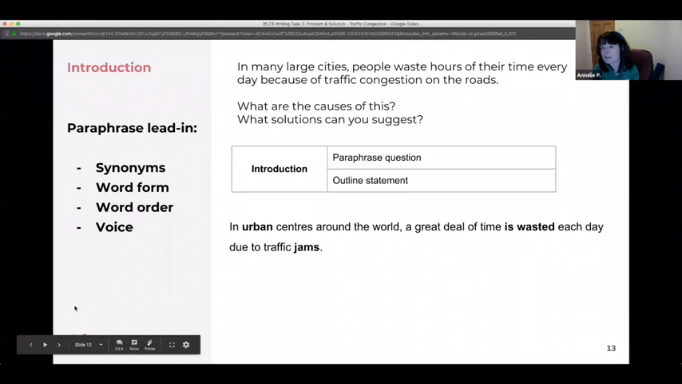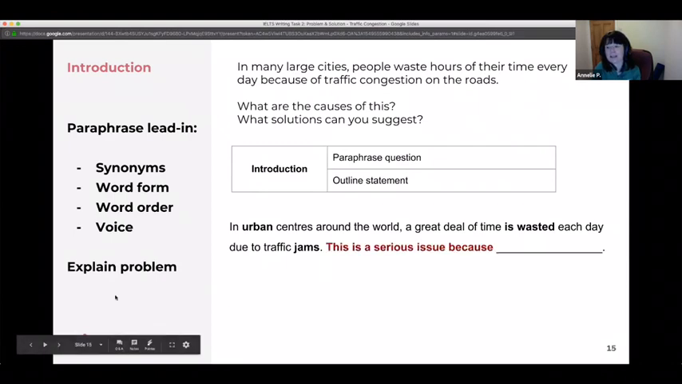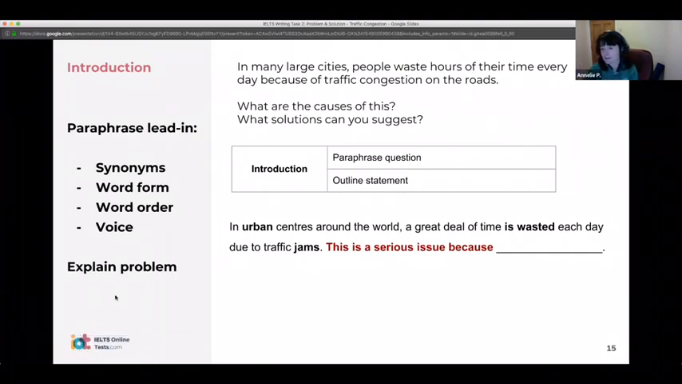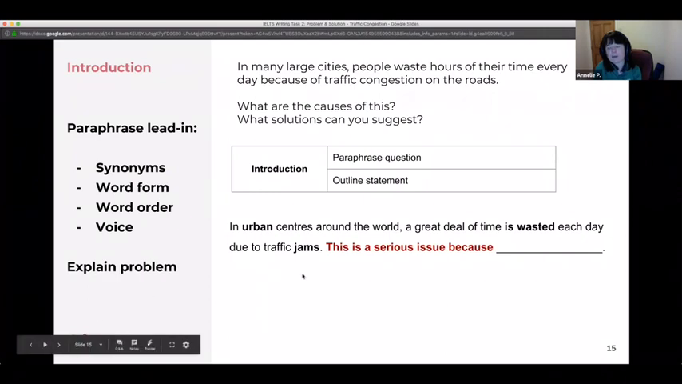And then we're going to explain why it's a problem. Okay, you need to explain why is this something that we need to find solutions to. So we're going to explain that very clearly. So our key introductory phrase there, this is a serious issue because, okay, very clear what we're doing in this sentence. We're explaining why it's a problem. Okay. So what could we put after that?